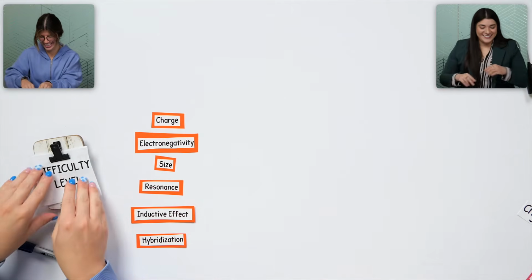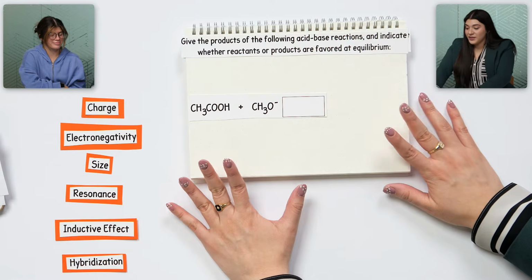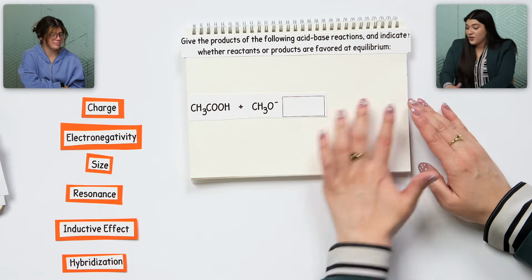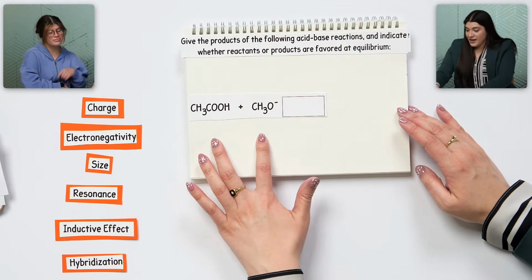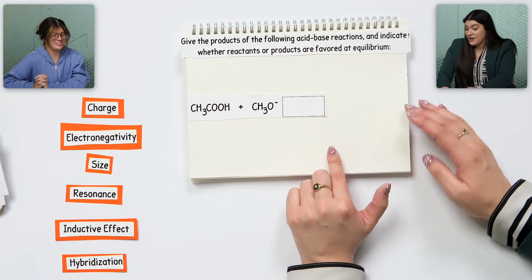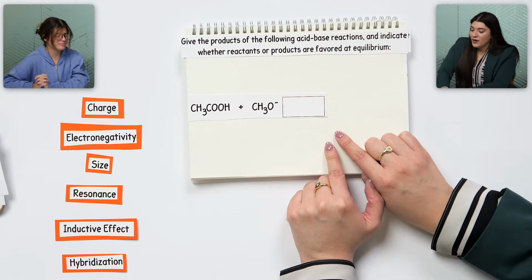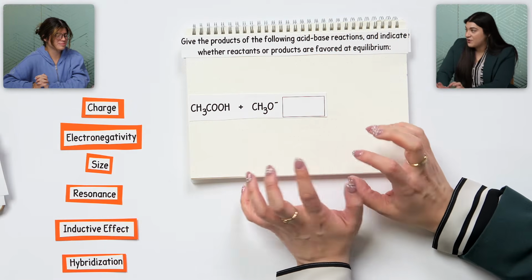Difficulty 2. For this one, we are going to give the products for the following acid-base reaction, and we're going to indicate whether our reactants or products are favored at equilibrium. So we're basically picking what the arrows would be. And then I also want us to draw the curved arrows showing how everything is moving.